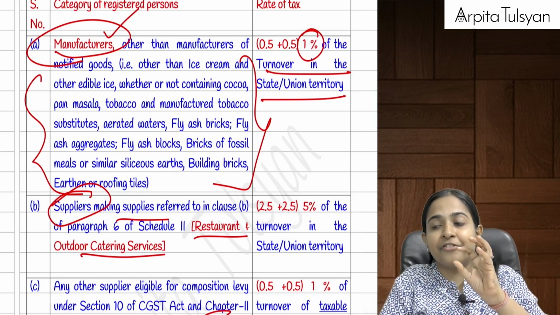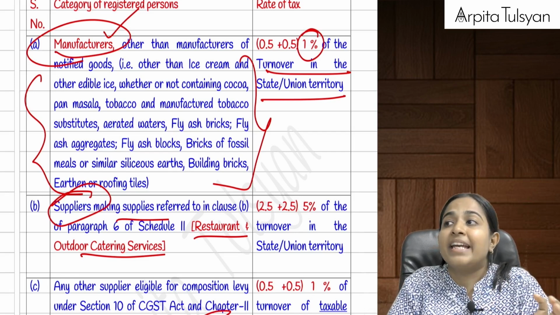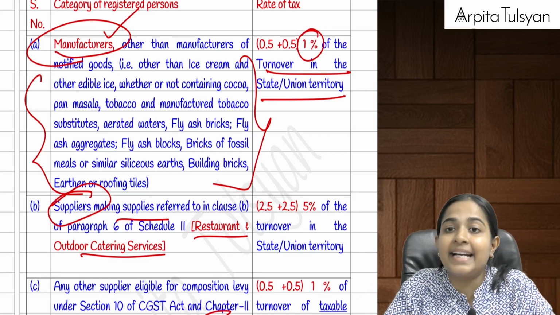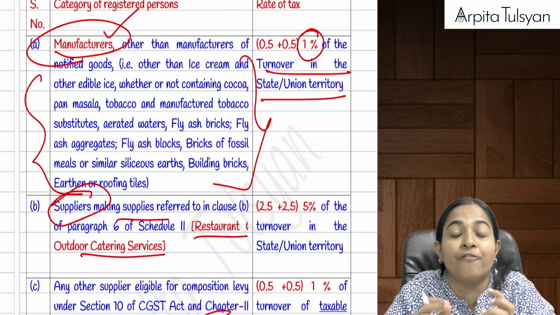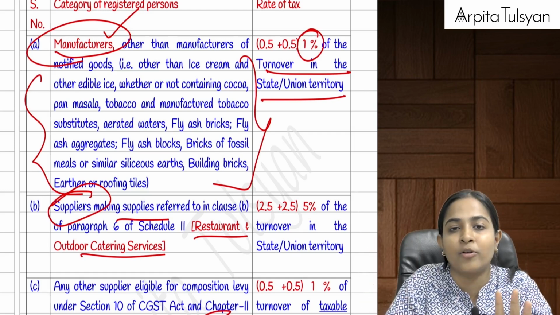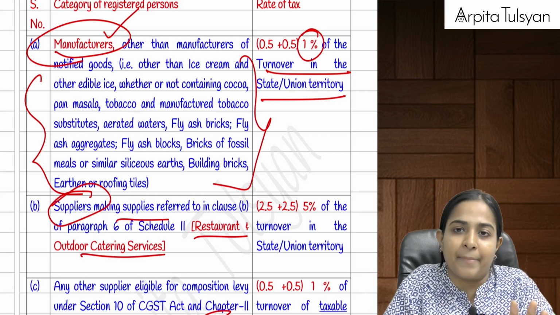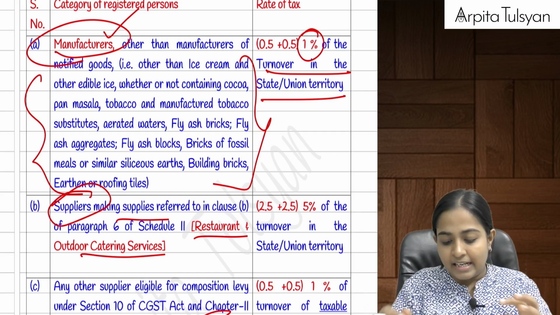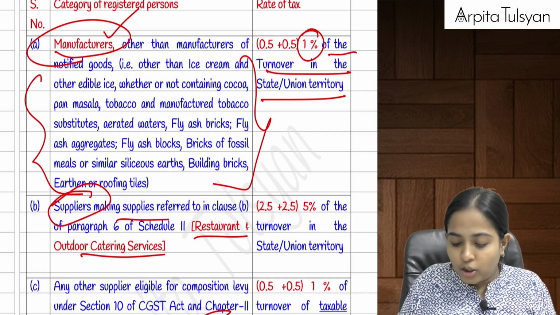If the aggregate turnover is within the limits, then both the offices will opt for the composition scheme. It's not that Maharashtra can opt for composition and Gujarat will not opt for composition. No, it cannot happen. Either everyone opts or nobody opts. Very clear with this? Okay, so 1% of the total turnover.